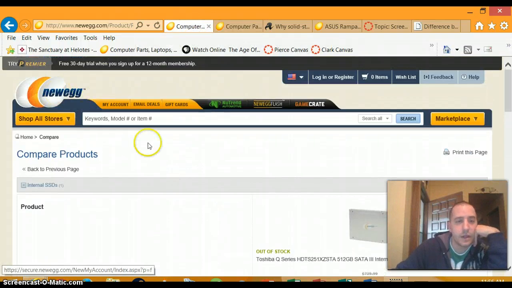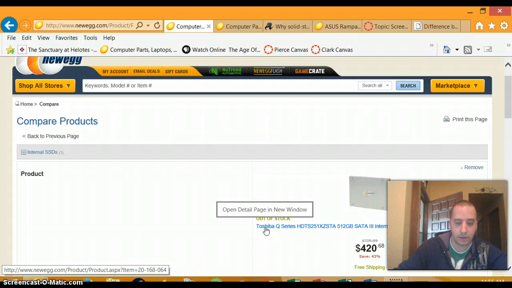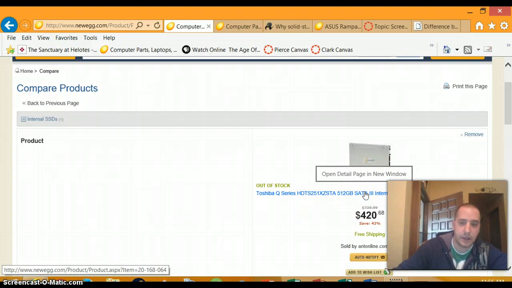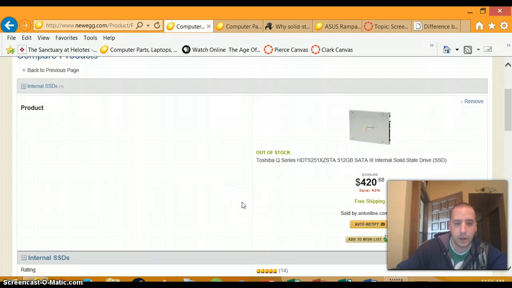Here it is, newegg.com, solid state drive. Again, the similarities is the manufacturer. This is by Toshiba. The interface is a SATA 3, which is 6 gigabytes a second. And then the capacity, close to the other ones, 512 gigabytes of storage. And the condition, this is new.